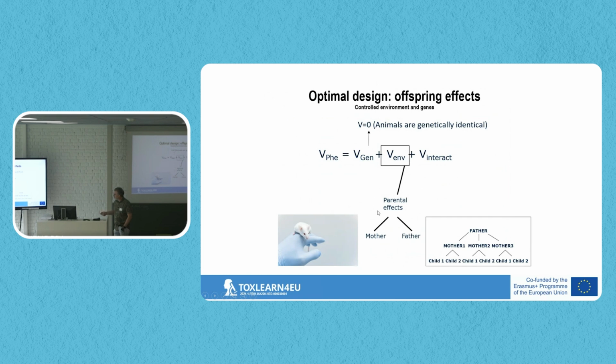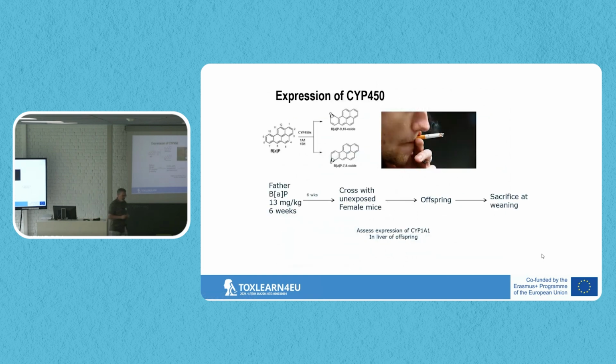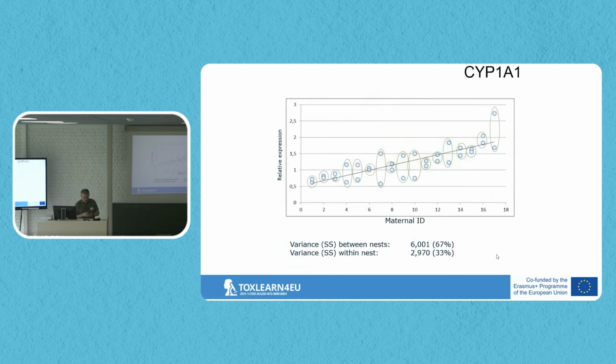And what I think is also important, something that we have to take into account, is the parental effect. So if you design your animal experiment, I think you have to take into account where the animals come from, right? So you have one father, usually you breed them with multiple mothers, and then you have multiple children. The example that I want to give here is the metabolism of benzoyl. It's an environmental pollutant. It's metabolized by cytochrome P450s, 1A1, 1B1. And what we did is we did a study in which we exposed the father to benzoyl, we crossed them with unexposed females, and then we looked at the offspring, and we assessed the expression of cytochrome P450 1A1. This is the maternal ID.